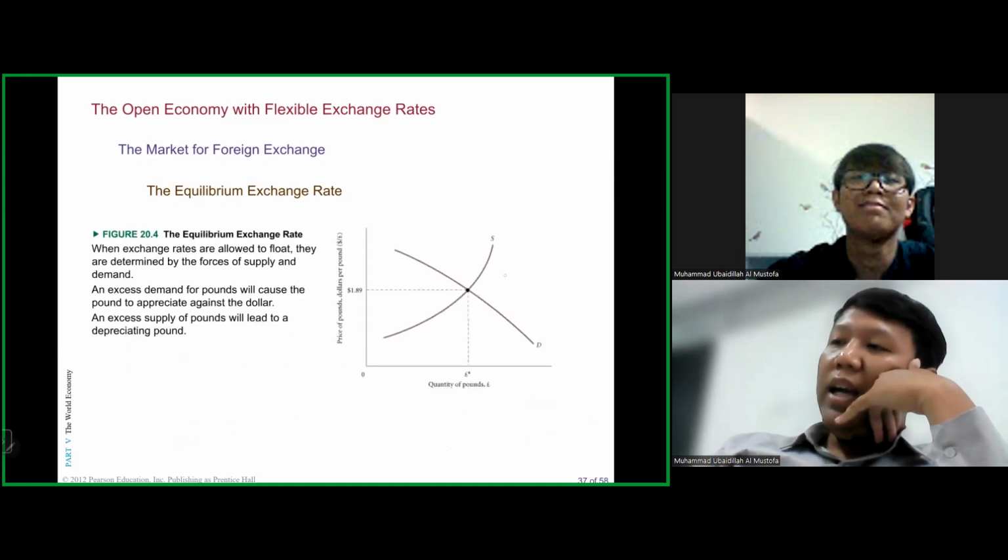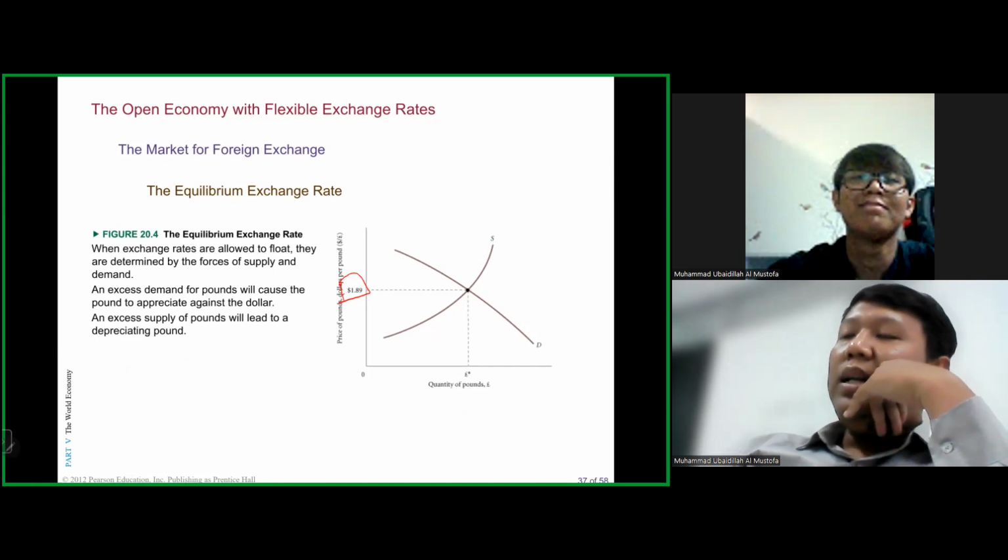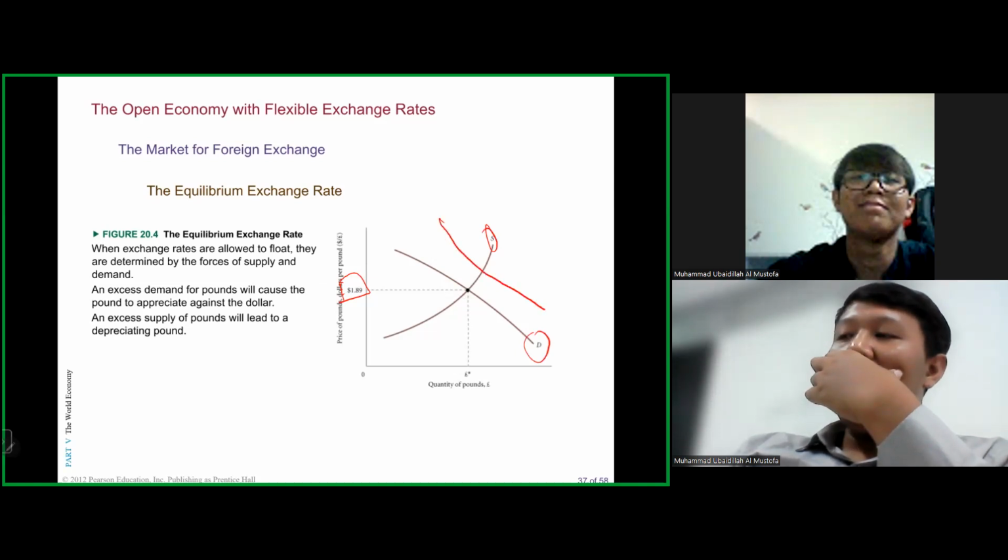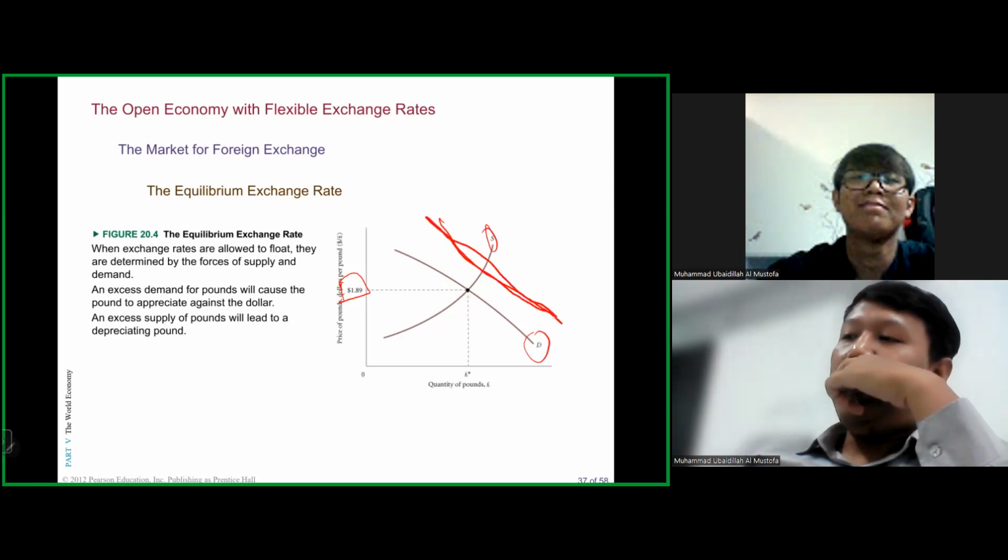Okay, so this is the equilibrium exchange rate. The equilibrium or official exchange rate is the rate used in the market to trade one currency for others, determined by the interaction of supply and demand. If we have more demand in the market, then the price of the pound, which is dollar per pound, will increase. For example, here too.